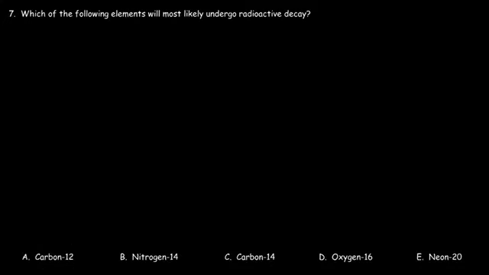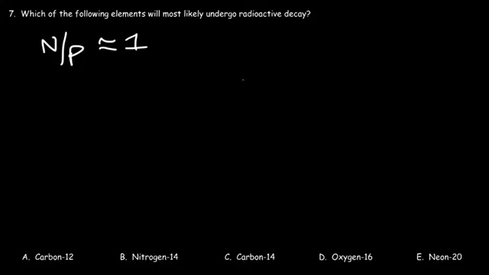So the isotope that will undergo radioactive decay is the one that is the least stable. So we need to look at the stability of the nucleus. For light elements, if the neutron to proton ratio is approximately 1, the nucleus will be stable. All of these are light elements. We're not talking about heavy elements. For heavy elements, the neutron-proton ratio is slightly above 1 for stability. But for light elements, it's approximately 1.